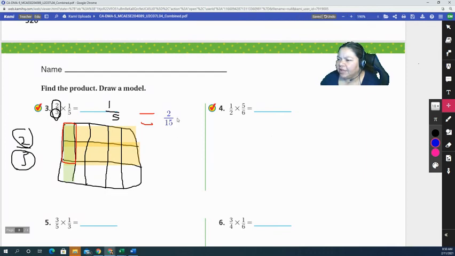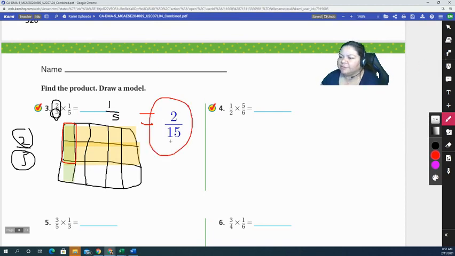Now, can I divide my numerator and denominator by a number, the same number? Not one, that doesn't count because that's going to give you the same. No, right? I don't. So that means that it's already in simplest form. So my answer is 2/15. I'm going to make it bigger so you can see it. And so I'm going to circle my answer, and my answer is 2/15.